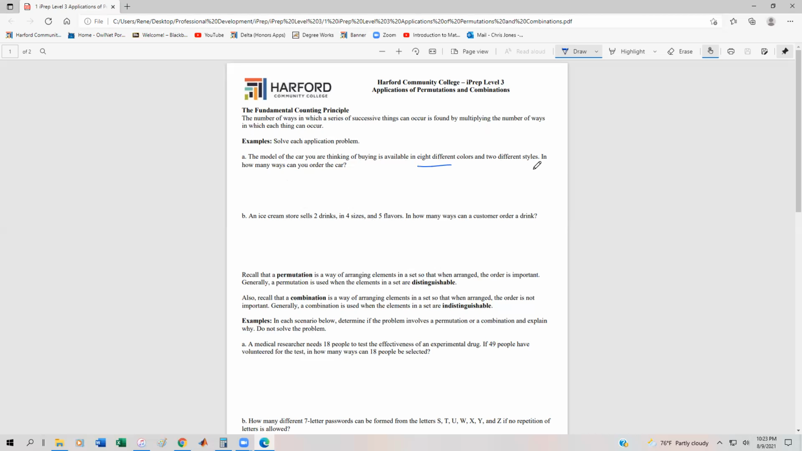So there's 8 different colors, 2 different styles. So there would be 16 ways in which you can order the car.